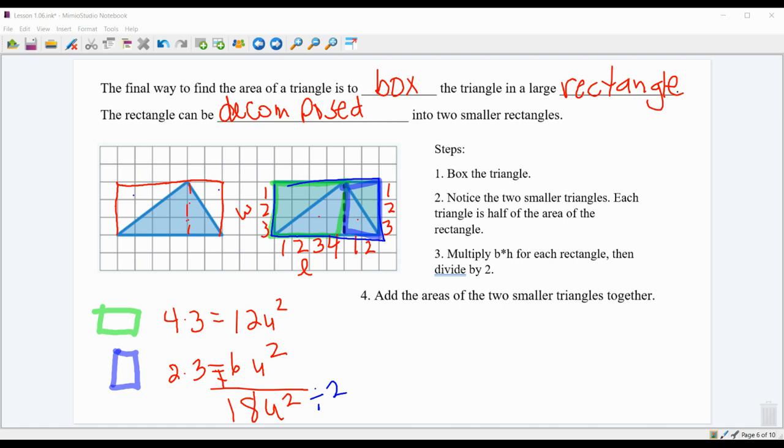Oops, let's switch to red. The answer is 9 square units. This triangle is 6 units squared, and this little triangle is 3 units squared. I could have done this: divide by 2. You see how that gives me the area? And then if I divide this one by 2, that gives me the area there. And then I could add the 6 plus 3 to get 9. Okay, that's the lesson for today.